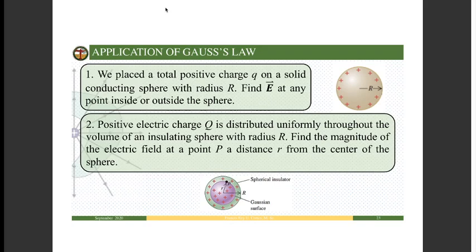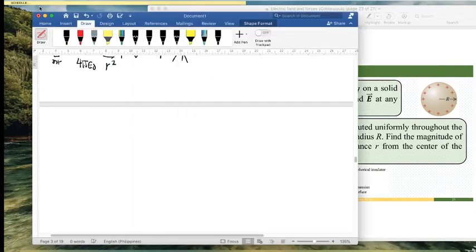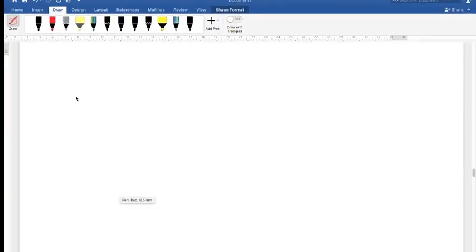Since your insulating sphere is charged with positive Q, we will use spherical symmetry because it is symmetric with the charge distribution. Your sphere has a volume charge density which is constant, rho. We have to find the electric field at any point. So how do we do that? This is the insulating sphere with positive charge Q.